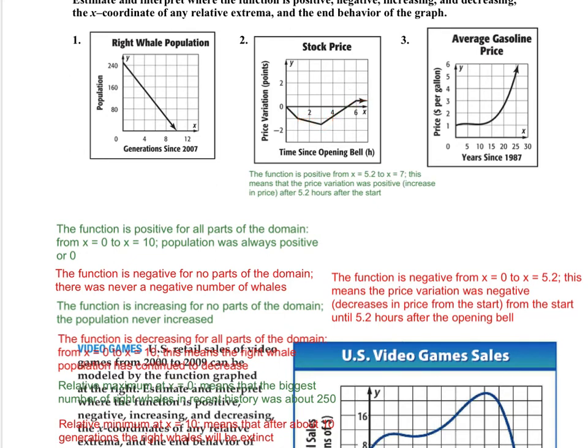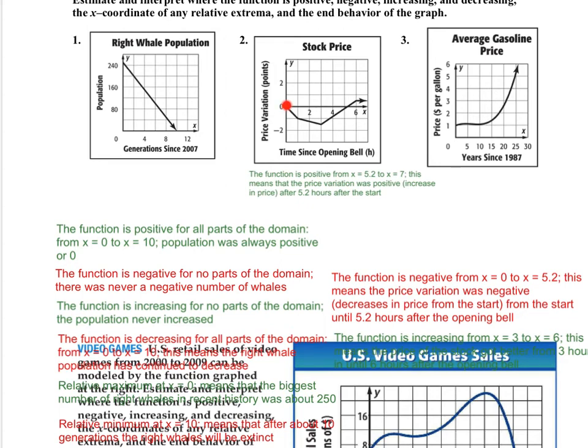And then above the x-axis means it's selling for more than they started. So we would say the function is increasing from x equals 3 to x equals 6. From here to here, it's increasing. And that means the price of the stock got better, starting at 3 hours up until 6 hours. So it got better from what it was previously.